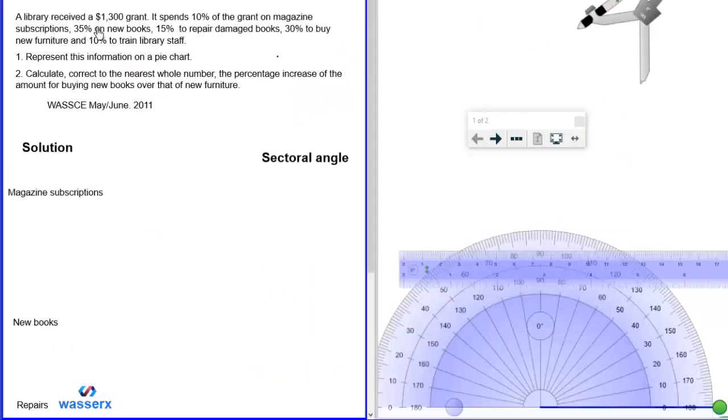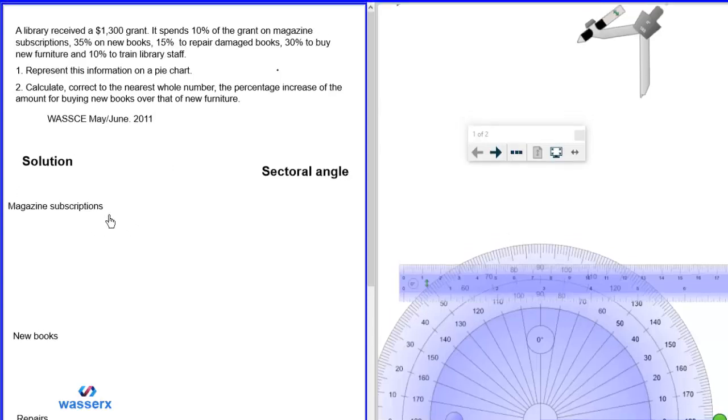A library received a 1,300 grant. It spends 10% of the grant on magazine subscriptions, 35% on new books, 15% to repair damaged books, 30% to buy new furniture, and 10% to train library staff. Represent this information on a pie chart. Then calculate, correct to the nearest whole number, the percentage increase of the amount for buying new books over that of new furniture.